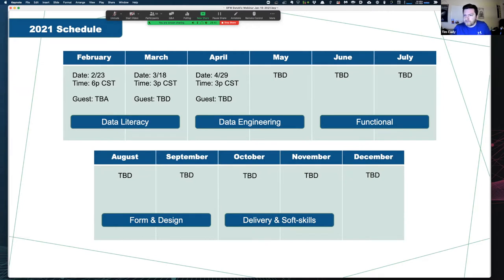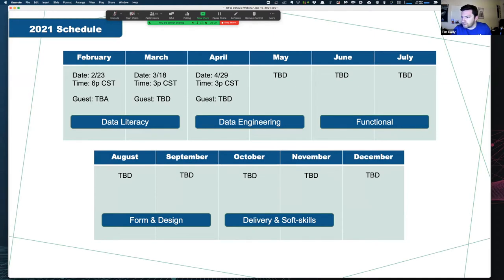What we're doing differently this year than in past years is focusing on a skill area or competency area for a couple months at a time. In February and March, we'll have a focus on data literacy. Data engineering will follow that. We're going to talk a little bit about Tableau Prep, maybe some Alteryx, how those tools compare, and some best practices when building data sources.